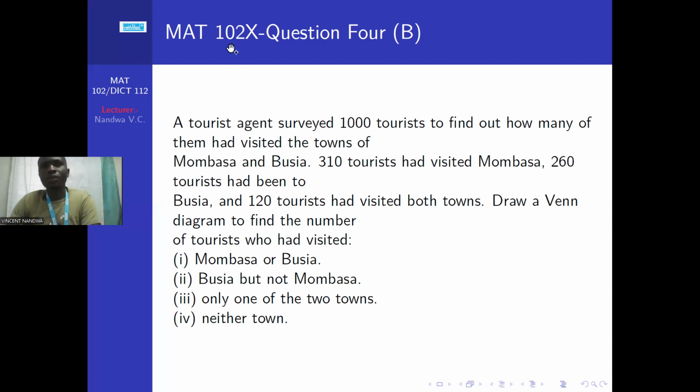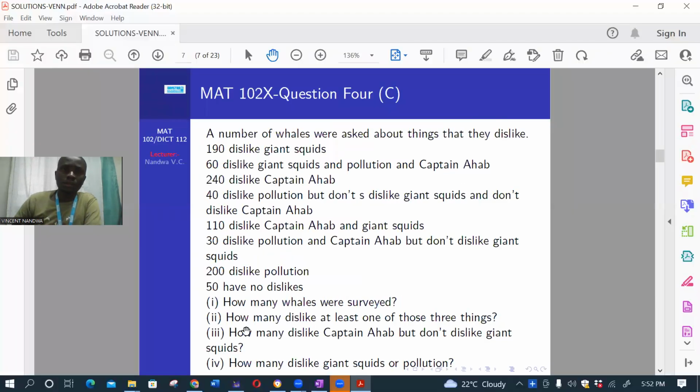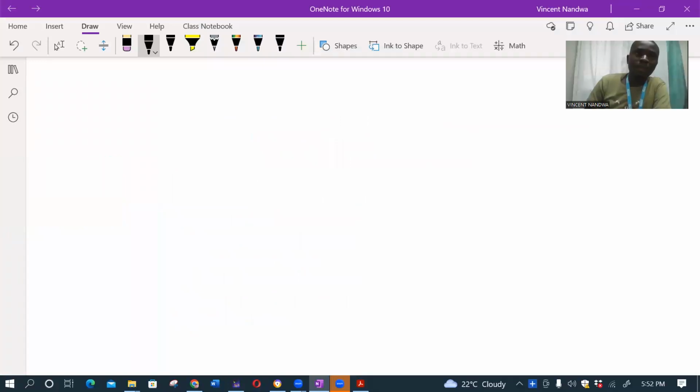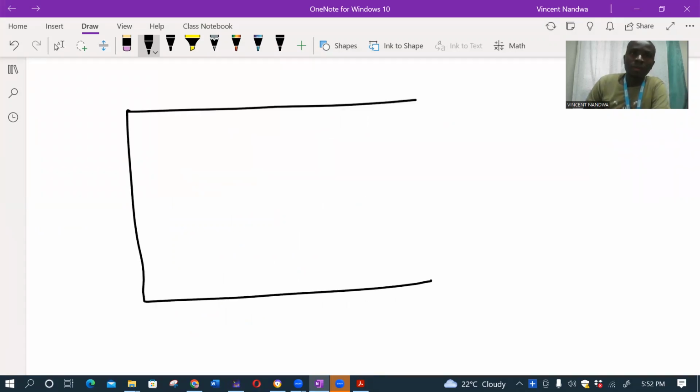So it's very clear that when we do the Venn diagram, we'll have two circles within the Venn diagram. One to represent the number of tourists who are in Mombasa, and the other one to represent the number of tourists who have been to Busia town. So let's illustrate that. So we are going to have this as our universal set, and the total is 1,000.